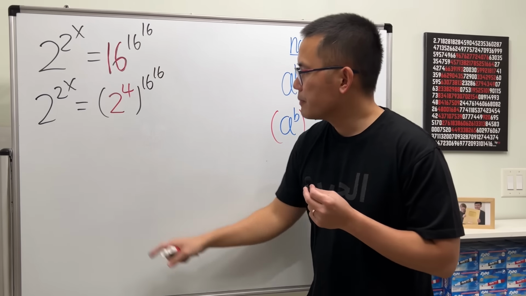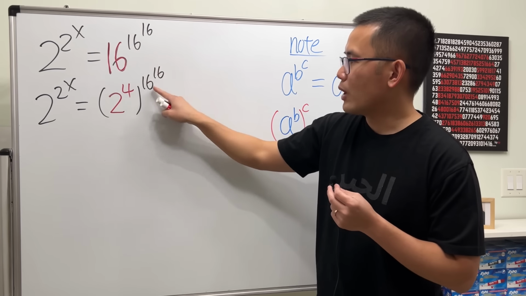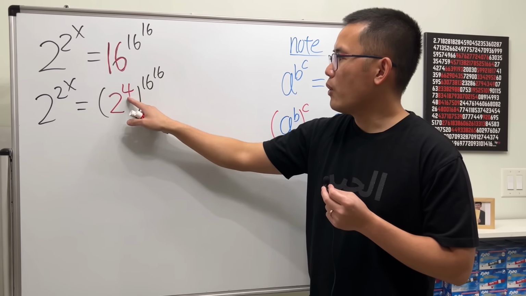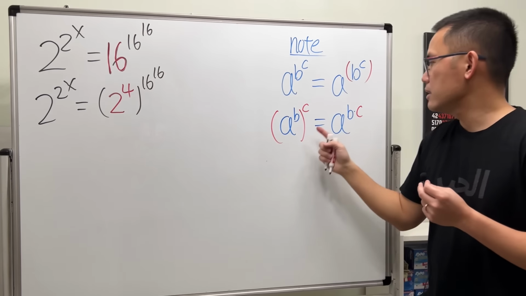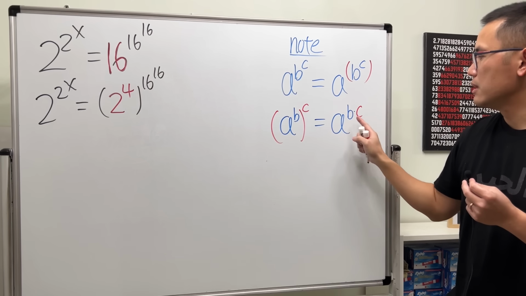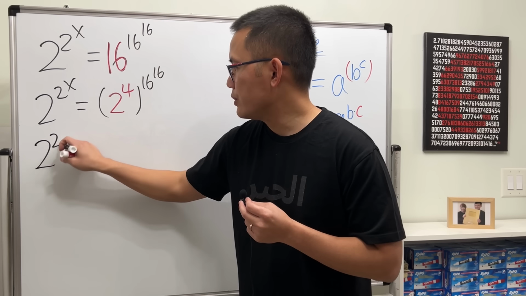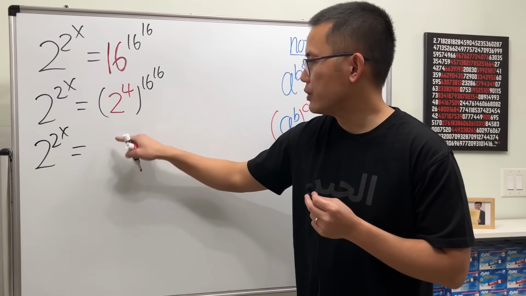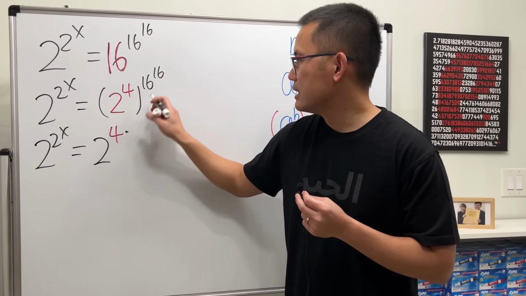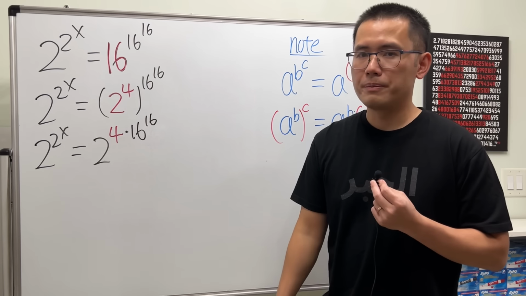Now check this out. I have 2 to the 4, and then I don't know how big this number is, so I'm just saying this is a number. The 4 and this number can be multiplied just like this. A to the b and then to the c, multiply the exponents together. So we have 2 to the x equals 2 stays, but we do 4 times 16 to the 16th power.